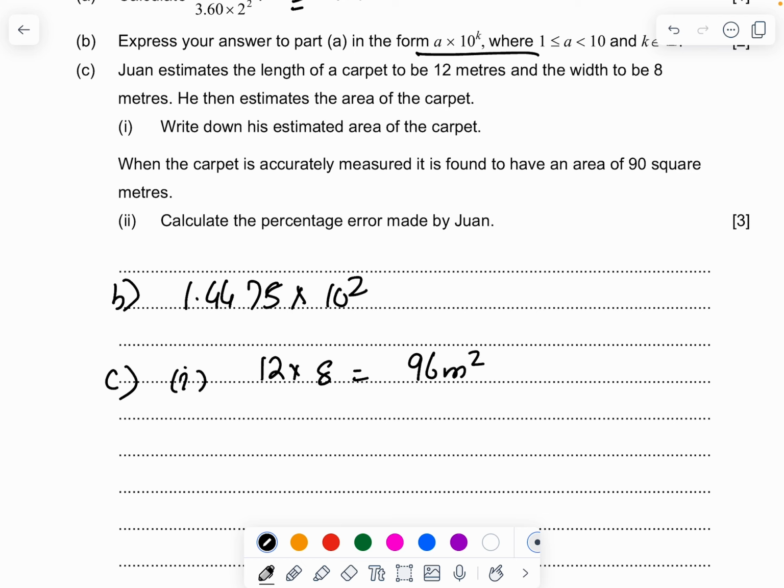When the carpet is exactly measured, its area was 90. What is the percentage error? Percentage error: 96 minus 90 by the original value, which is 90, times 100, which is 6.67%.